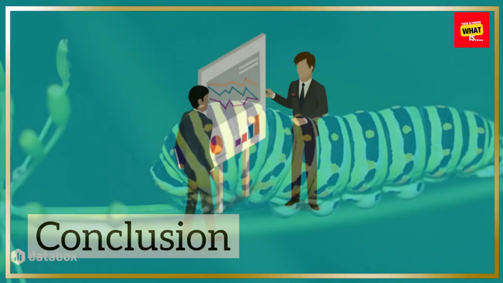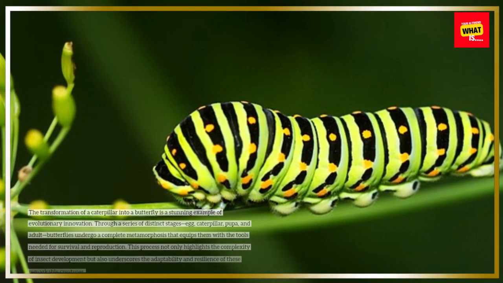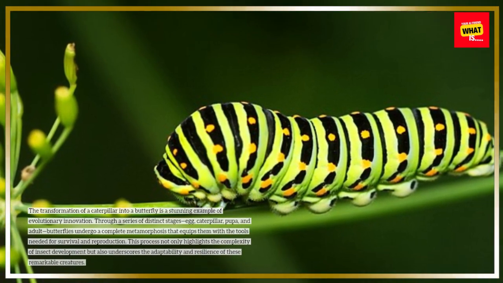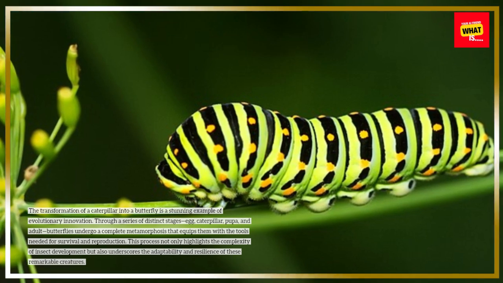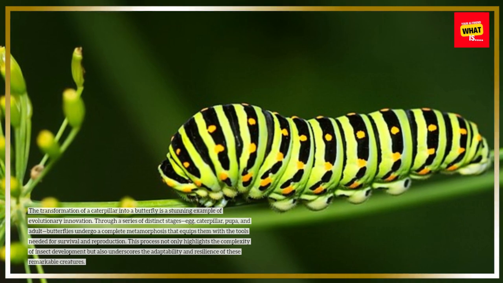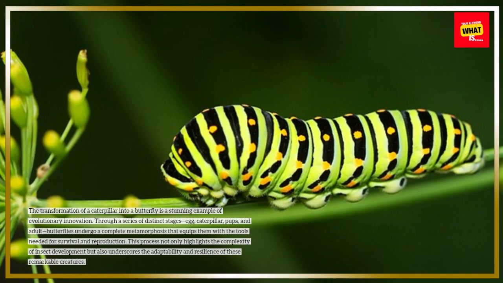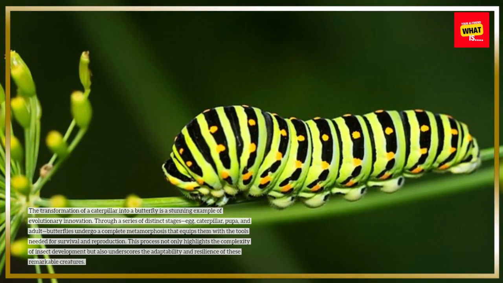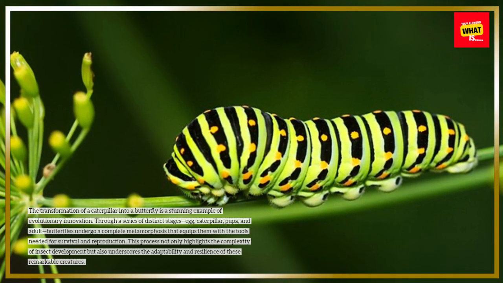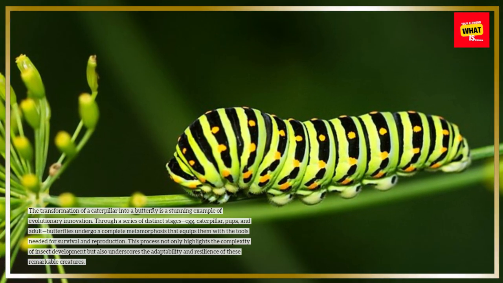Conclusion. The transformation of a caterpillar into a butterfly is a stunning example of evolutionary innovation. Through a series of distinct stages, egg, caterpillar, pupa, and adult, butterflies undergo a complete metamorphosis that equips them with the tools needed for survival and reproduction. This process not only highlights the complexity of insect development but also underscores the adaptability and resilience of these remarkable creatures.